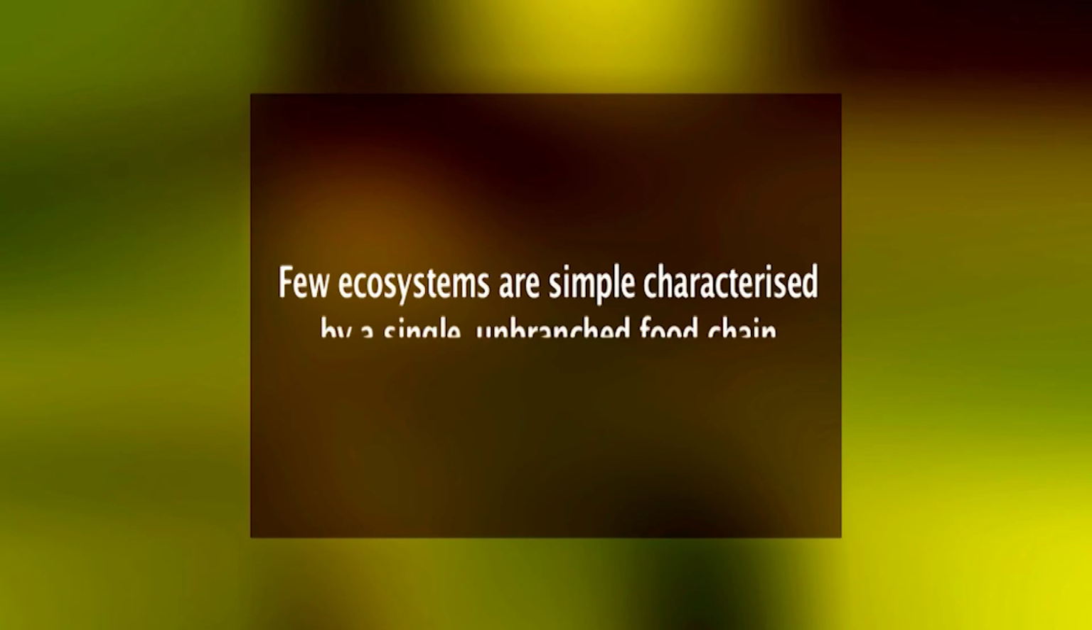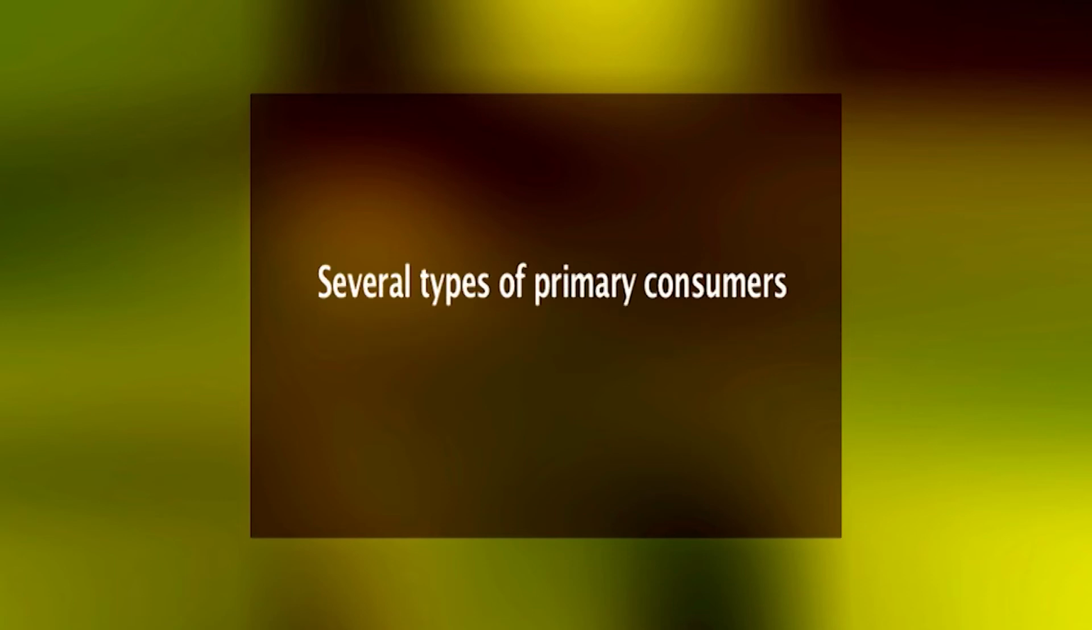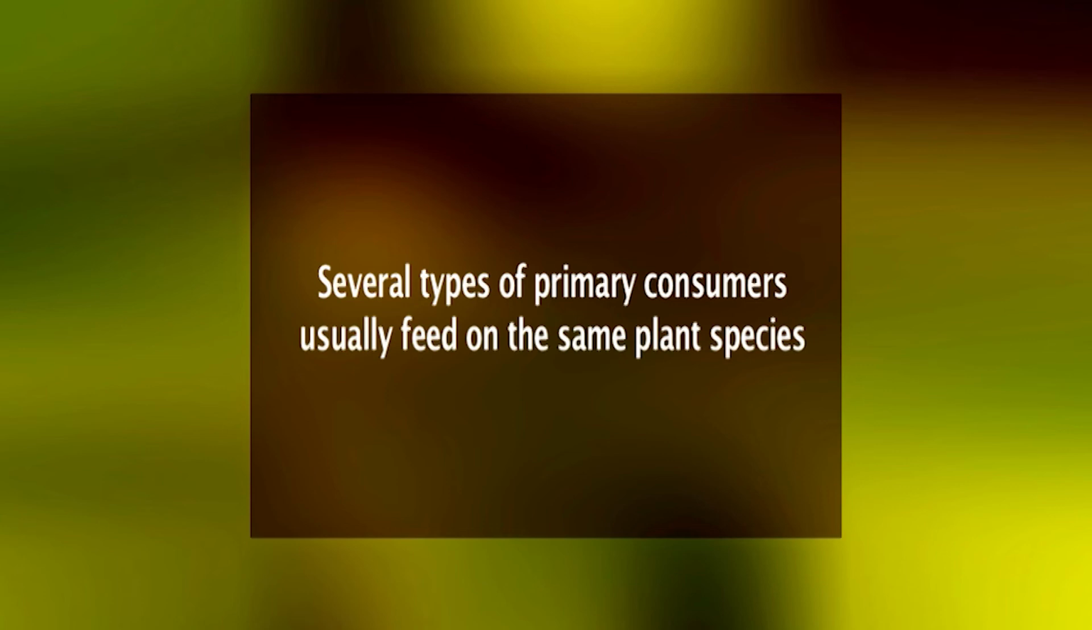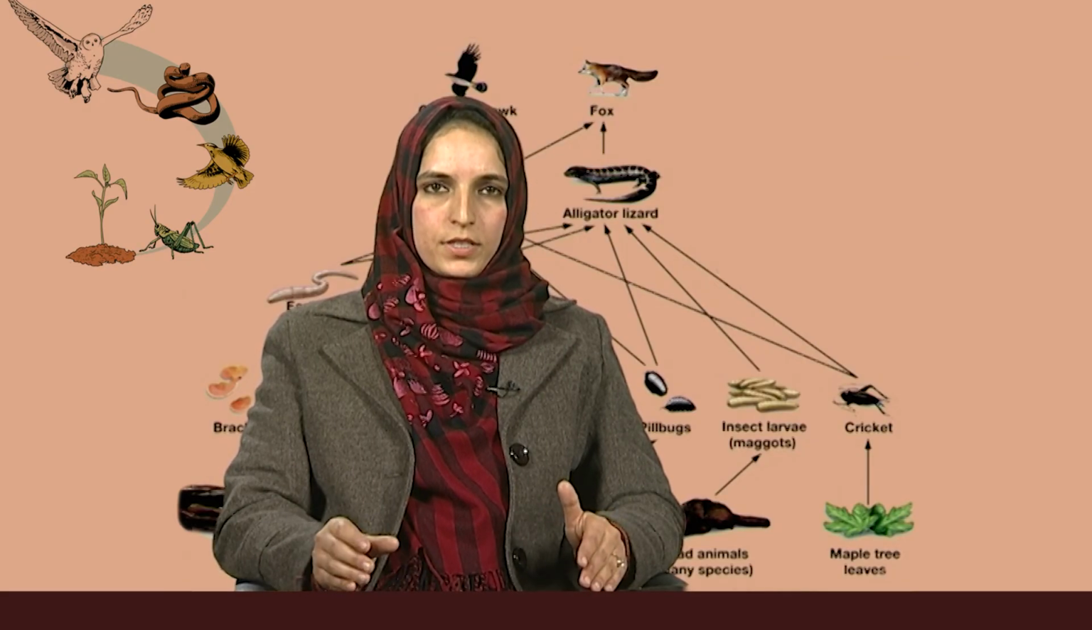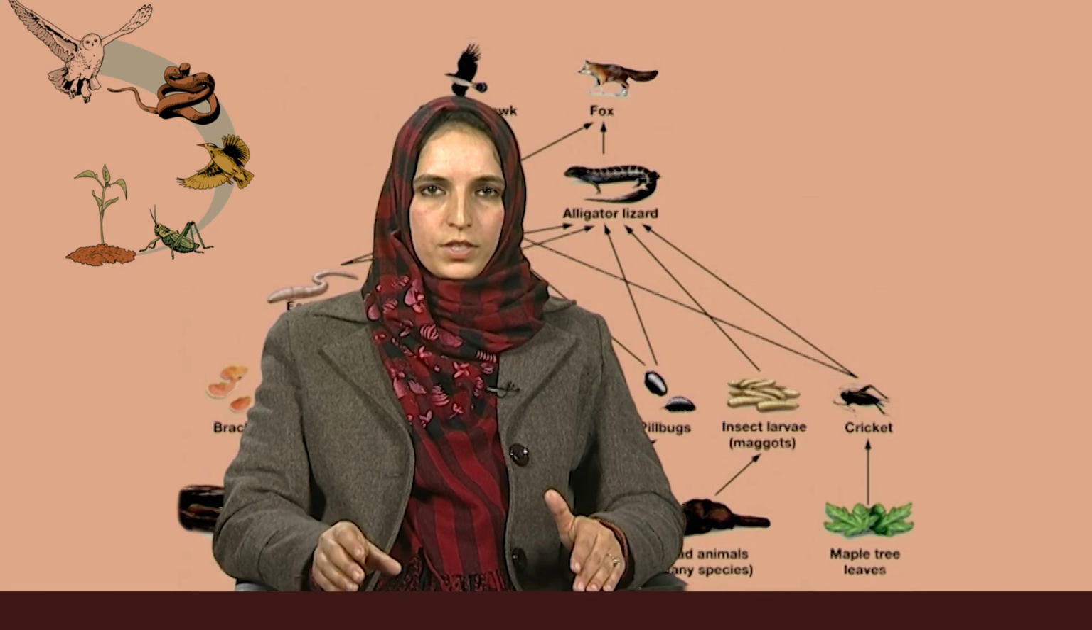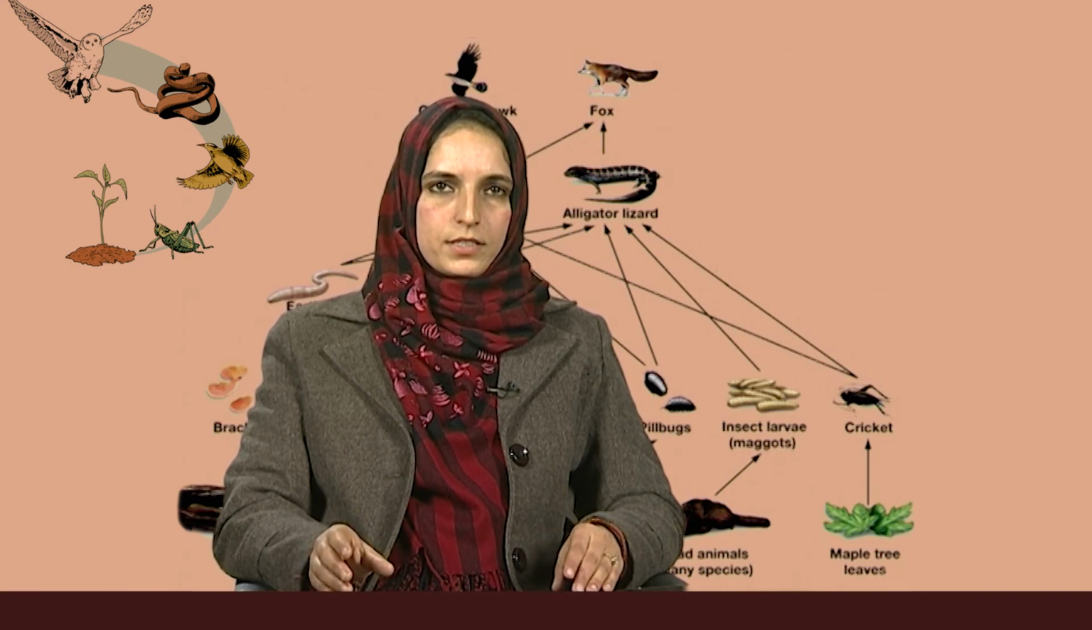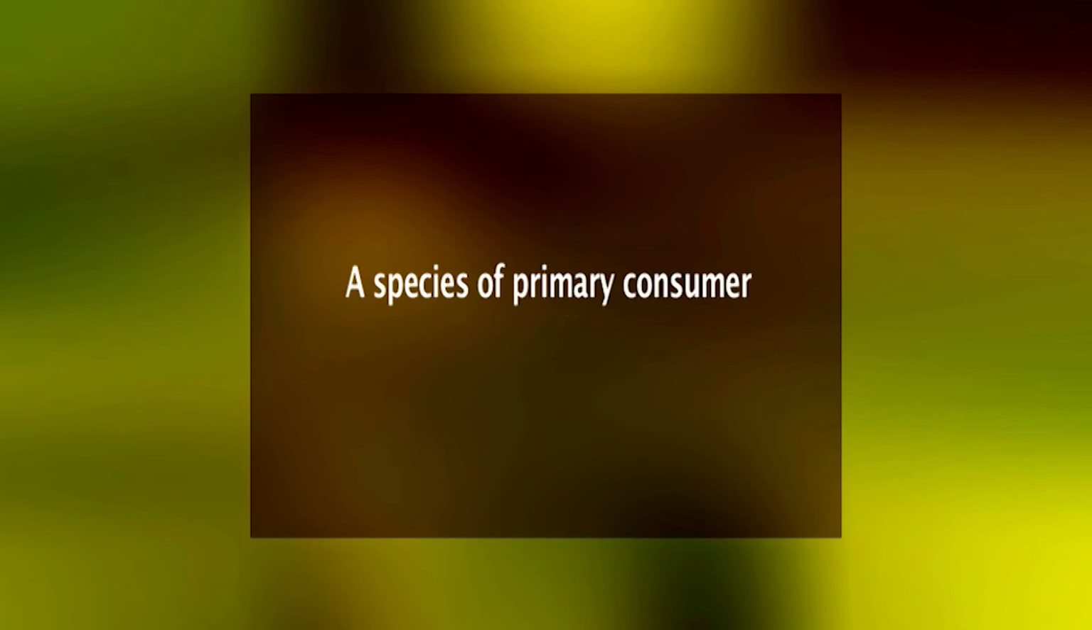Now, moving on to the next segment of our topic, that's food web. Few ecosystems are so simple that they are characterized by a single unbranched food chain. Several types of primary consumers usually feed on the same plant species. For example, one may find several insect types feeding on one tree and some vertebrate grazers. Also, any species of primary consumer usually eats several different plants.